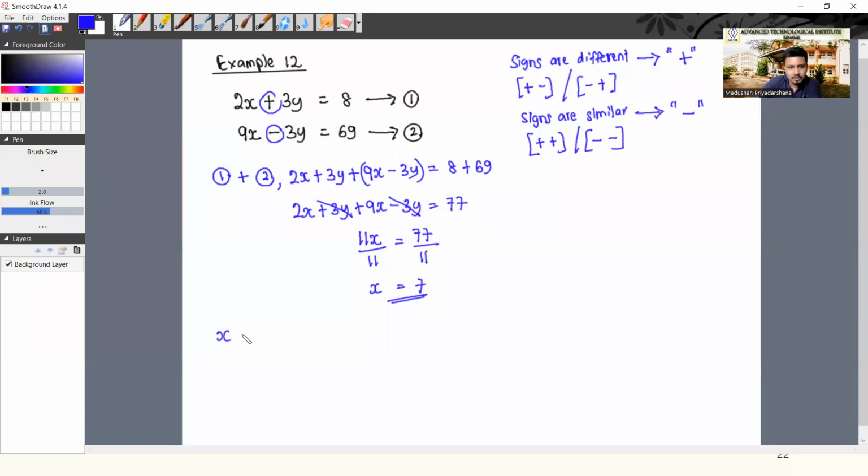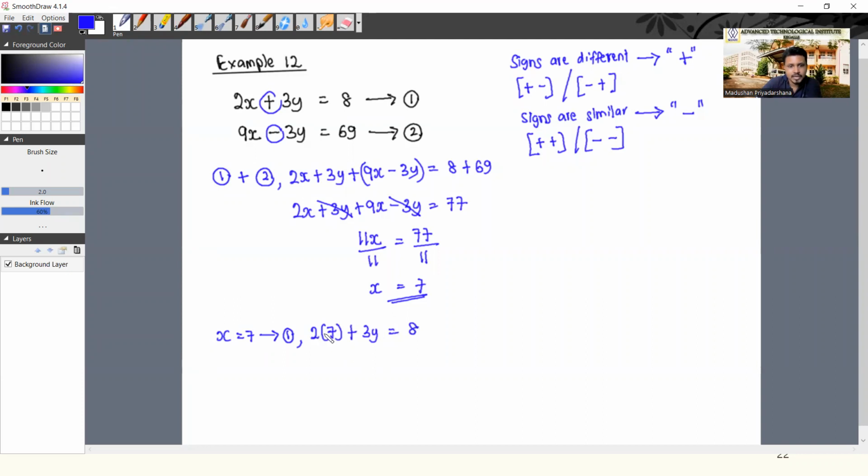Now, using that, x equals 7, we can substitute into one of these two equations. If you wish, you can substitute it into the first equation, or else you can substitute it into the second equation. So here, in this case, I will substitute it into the first equation. Right? See, 2x, 2 into, now we know the value of x, that is 7. 2x plus 3y equals 8.